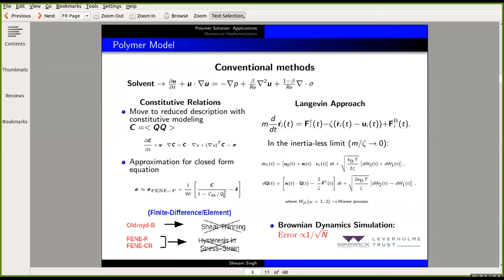The other way could be to move to a Langevin approach, in which instead of solving the conformation tensor, we solve the exact location of the beads. And this stochastic differential equation can be solved using Brownian dynamics. But when the flow is weak, these Brownian dynamics become very expensive, because in that limit we need larger ensembles, because the error is proportional to 1 by root N, where N is the number of ensembles.